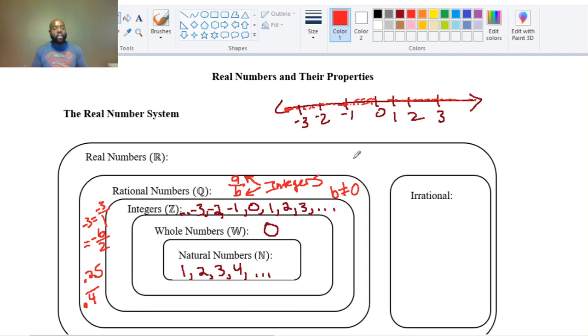However, there is another set of numbers that are not already filled in on our number line, and that is our irrational numbers. These are numbers that are not rational, hence the word irrational. And so these numbers cannot be written as a fraction.